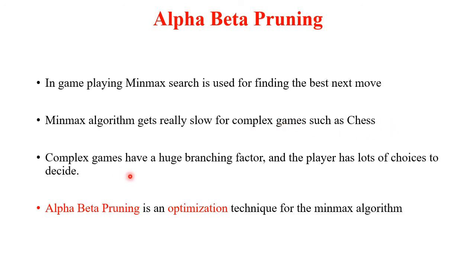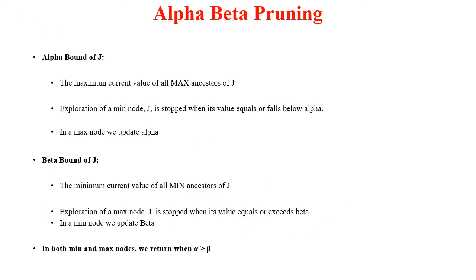Why? The huge branching factor, that means a player has a lot of choices to decide, makes this algorithm difficult to perform. And of course in game trees, not all nodes are necessary. In that case, alpha-beta pruning can be applied to find unwanted nodes while making decisions. Alpha-beta pruning is an optimization technique for min-max algorithm.